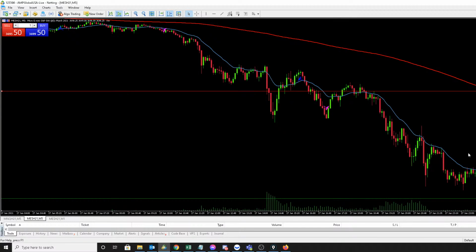So it's basically how I trade using my algo. And again, very limited. It's showing my strategy.